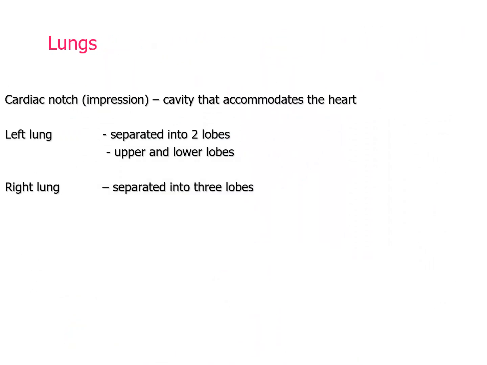This is lecture 6A, part 2. The lungs, as I said: the left lung has 2 lobes and the right lung has 3 lobes. In the left lung you have a cavity or space which permits the heart to be in that position. That's called the cardiac notch.